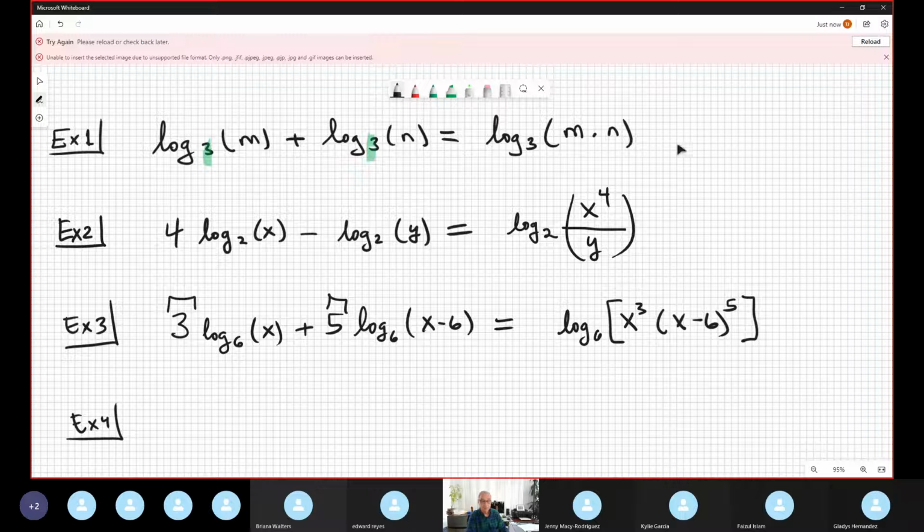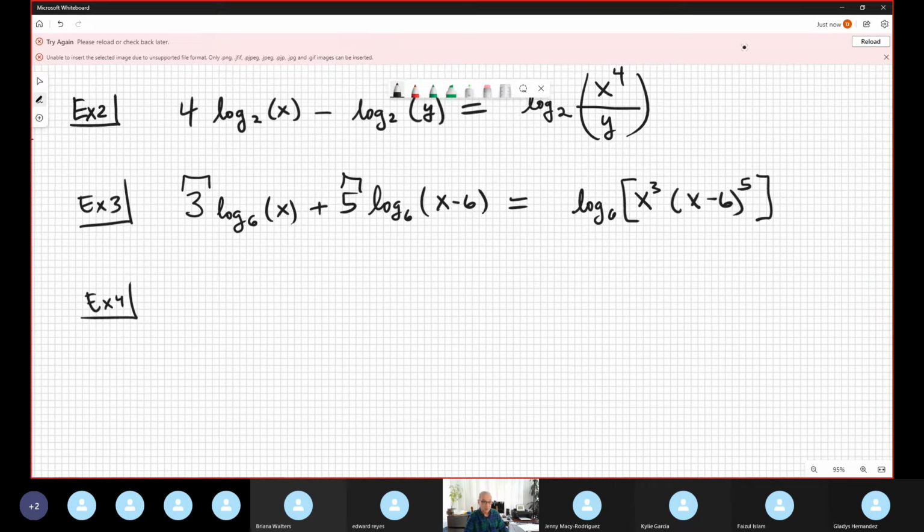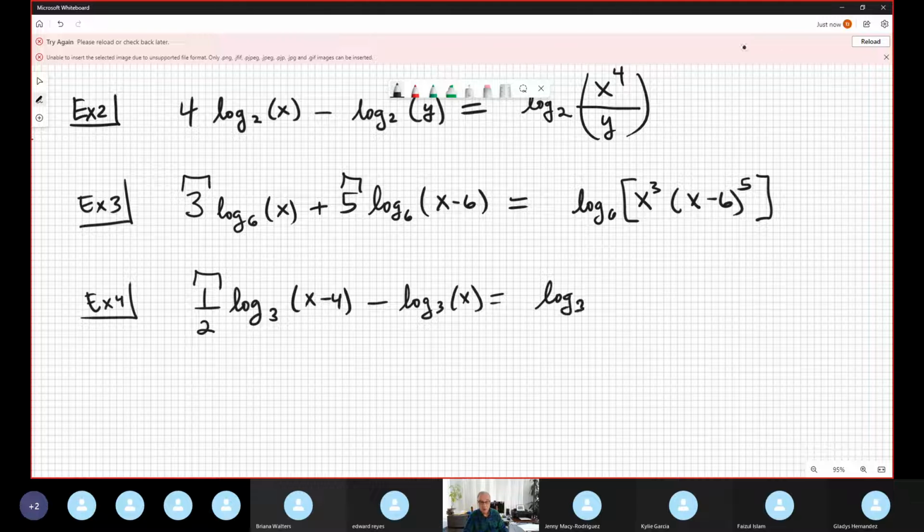One more, the last one. Suppose I put 1/2 logarithm base 3 of x minus 4, minus logarithm base 3 of x, and you need to condense it into only one. Well, this is a factor, but the factor is 1/2. Well, you can write, this is subtraction, so you put logarithm base 3 of the fraction, and on the top you put x minus 4 raised to the 1/2 power, and on the bottom you put x. Okay, this is one possibility.